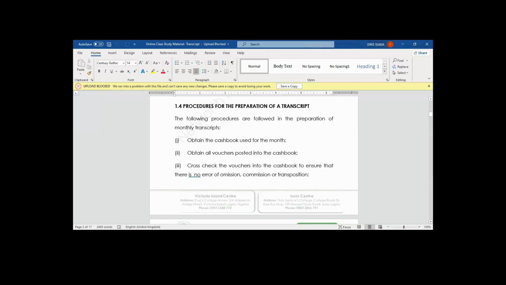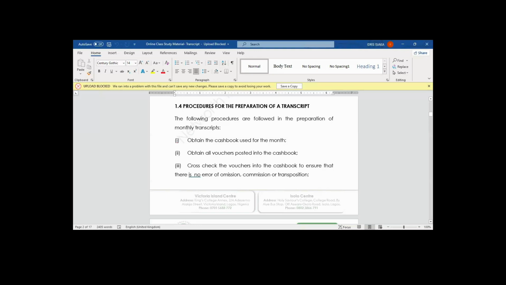Number two, you obtain all vouchers posted in the cash book. The payment voucher that was posted in the cash book, you get it. The receipt voucher, the receipt invoice that was posted in the cash book, you get it. You cross-check the voucher into the cash book.